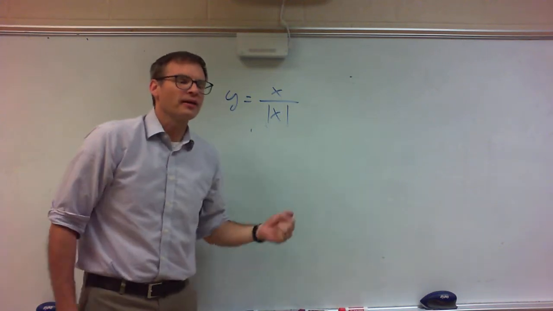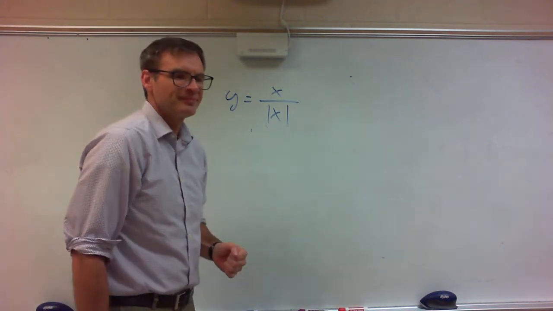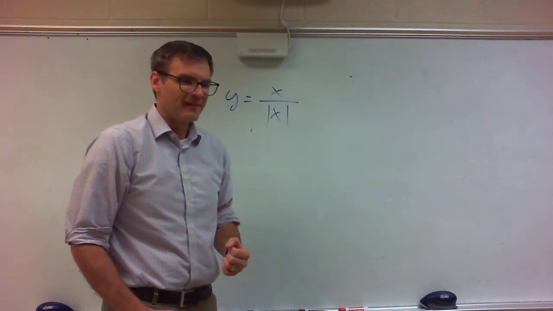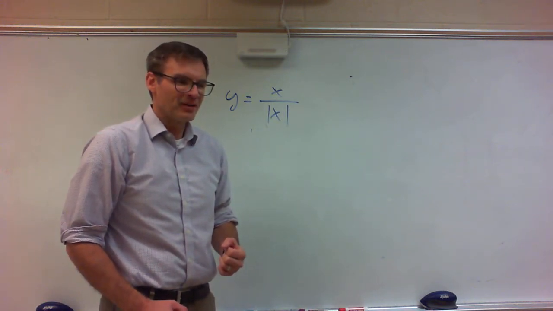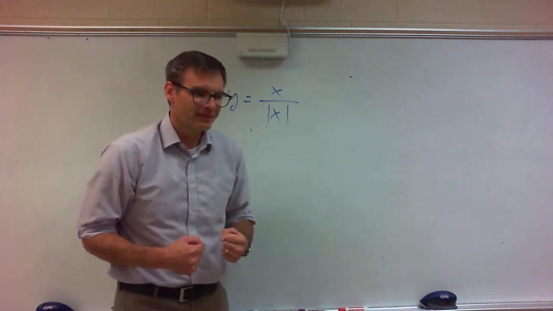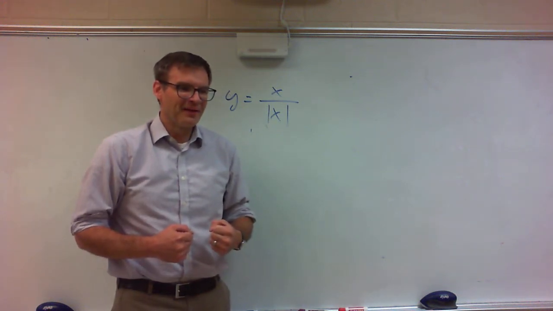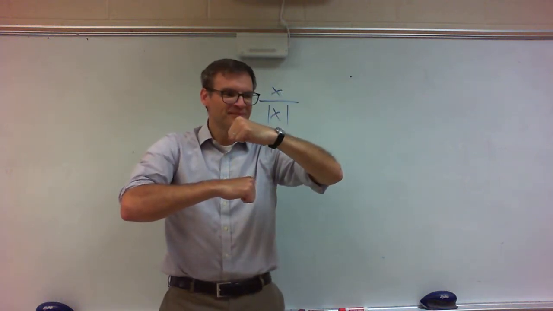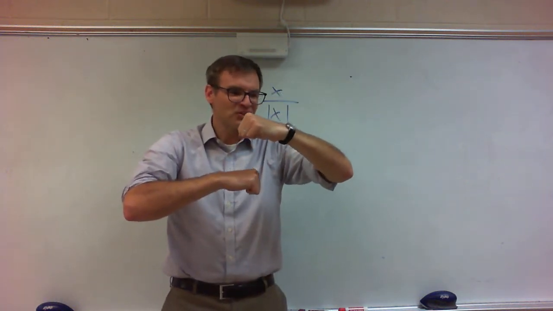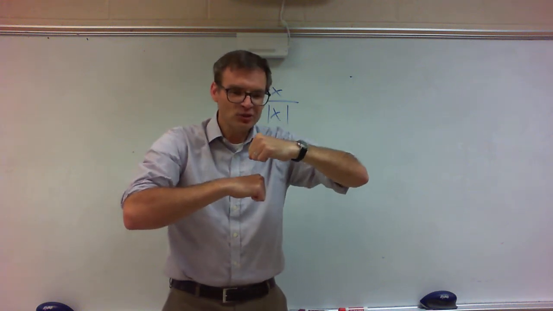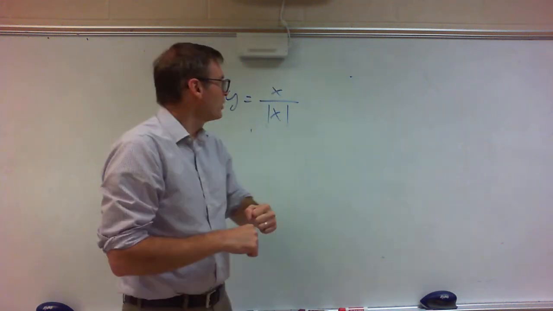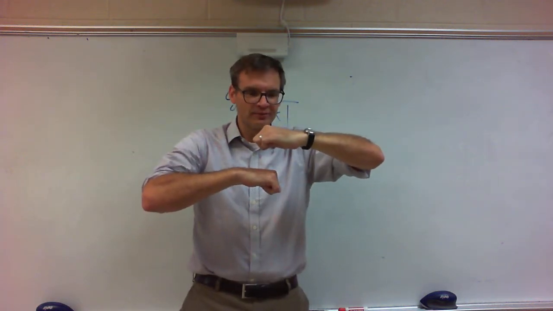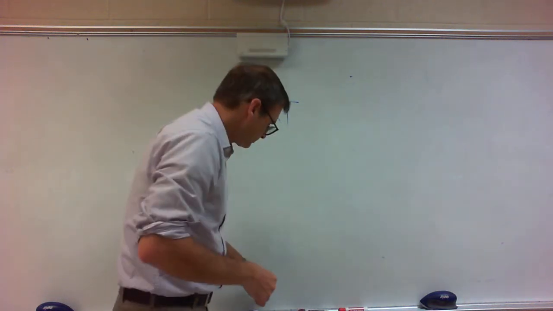What does this look like? With hands, right? Can everybody show with hands what it looks like? That's what it looks like. Whenever you see x over absolute value of x, you get this picture. All right?